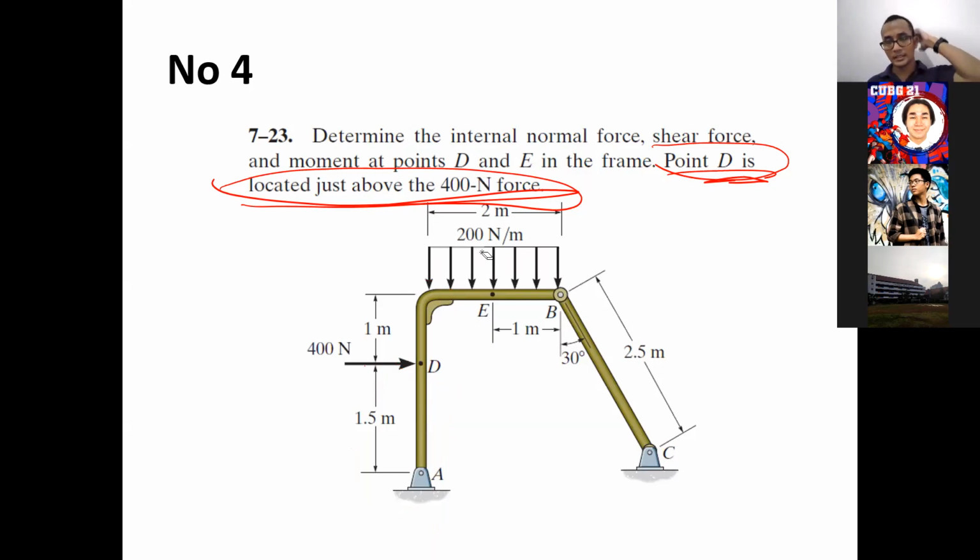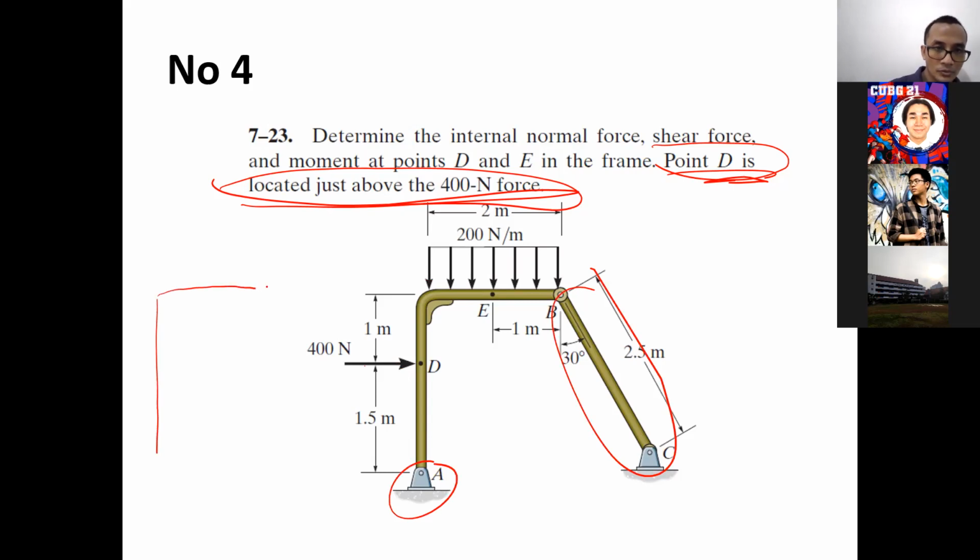Okay, for this particular case, because we have to solve for E here and we have to solve for D, I think it is easier for us if we solve for the external forces first. So what you're supposed to do first is to solve for FBC and AX, AY. So this is the free body diagram that you're supposed to solve first.